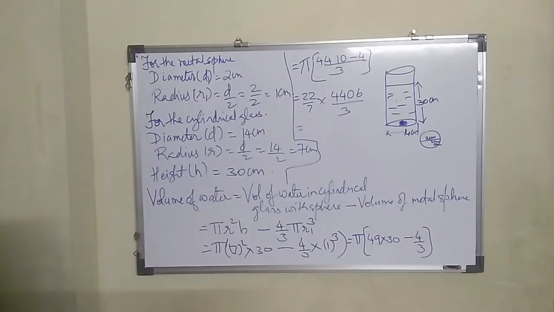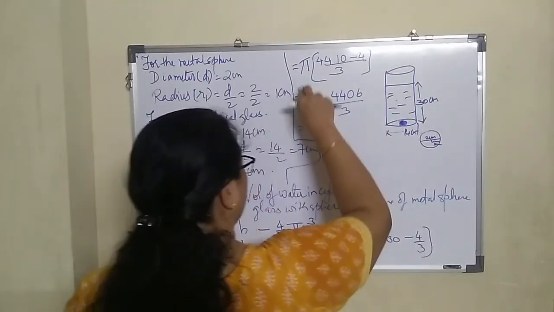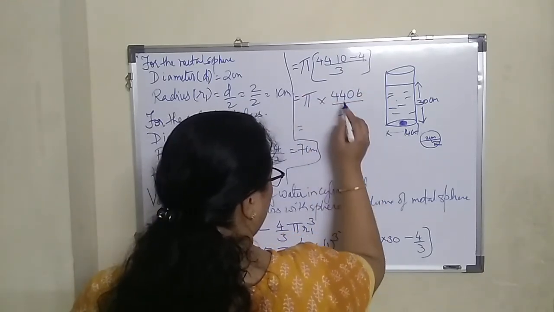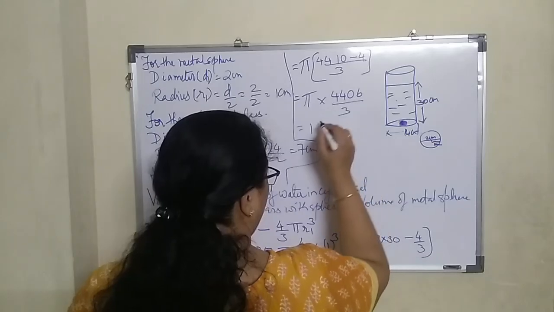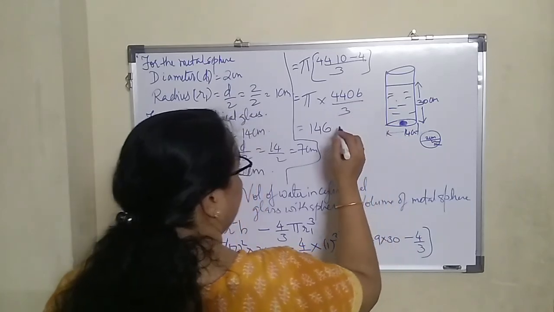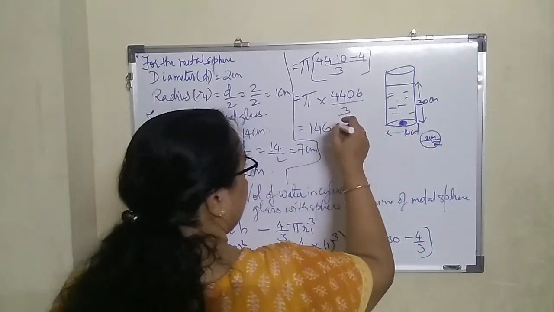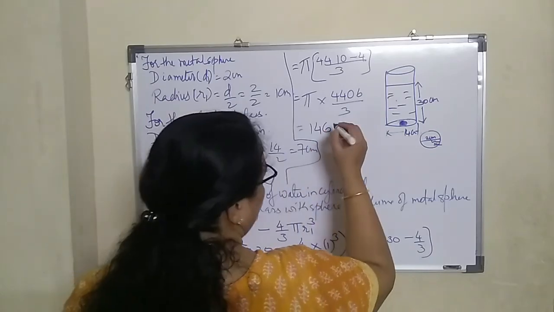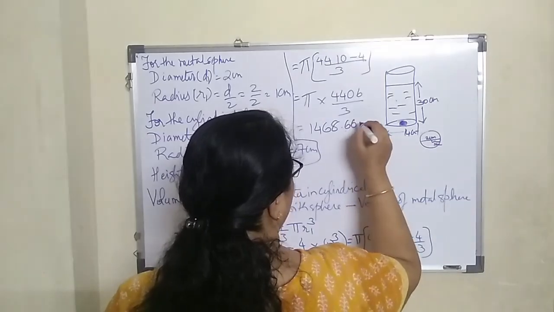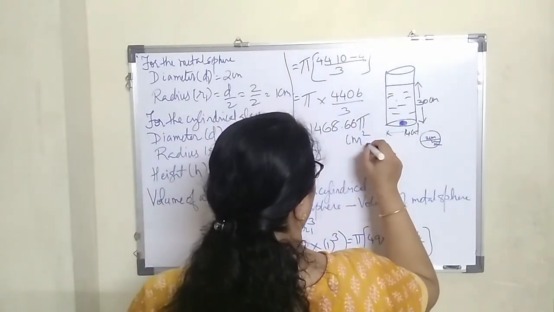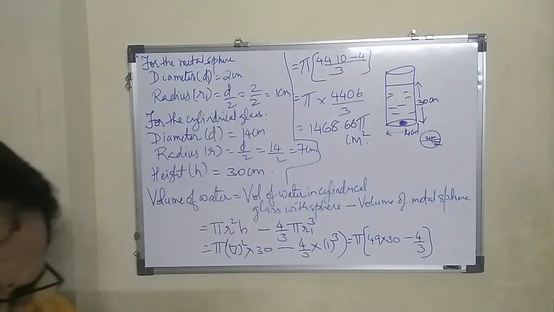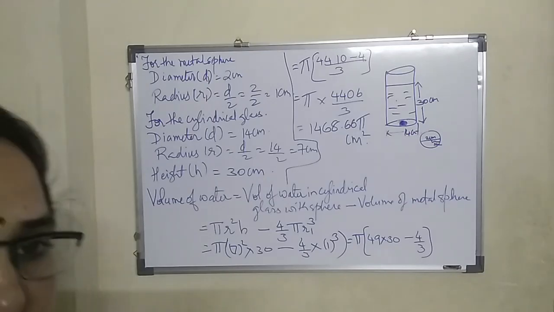Okay, we will not put the pi. We keep the pi as it is because it is not helping us. Let us directly divide this by 3. 4406 divided by 3 gives 1468.666 pi centimeter cube. So naughty like the sphere, the answer is also naughty. Okay, so you get 1468.666 pi centimeter cube.